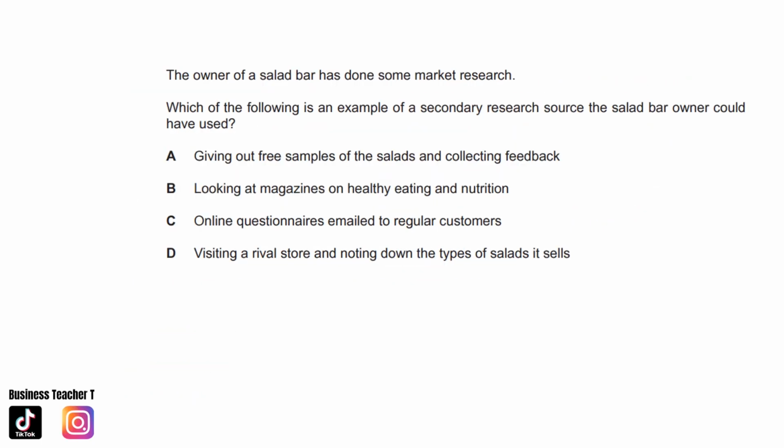The owner of a salad bar has done some market research. Which of the following is an example of a secondary research source the salad bar owner could have used? A, giving out free samples of the salads and collecting feedback. B, looking at magazines on healthy eating and nutrition. C, online questionnaires emailed to regular customers. Or D, visiting a rival store and noting down the types of salads it sells. And the answer is B, looking at magazines on healthy eating and nutrition.